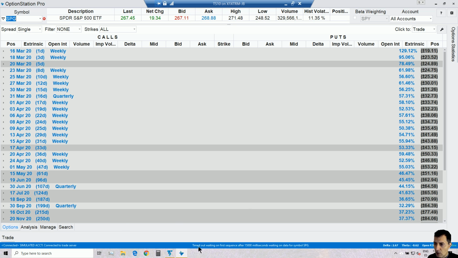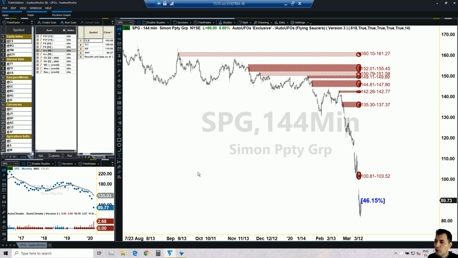Okay, so what do we do then? Well, we have this massive crash, right? And it's so red that this opens the door for us to look into acquiring that stock at a very low price. Okay, what do we need to be able to acquire that stock at a very low price?